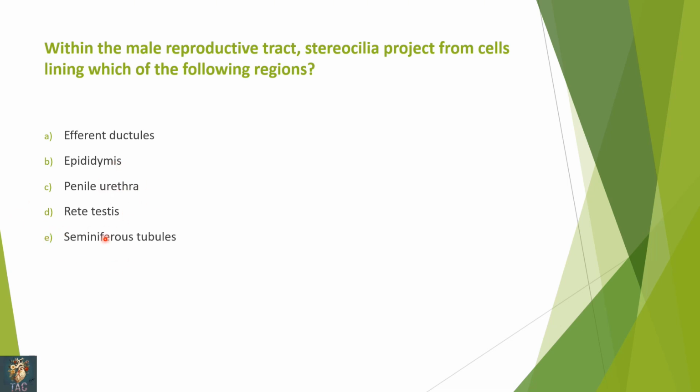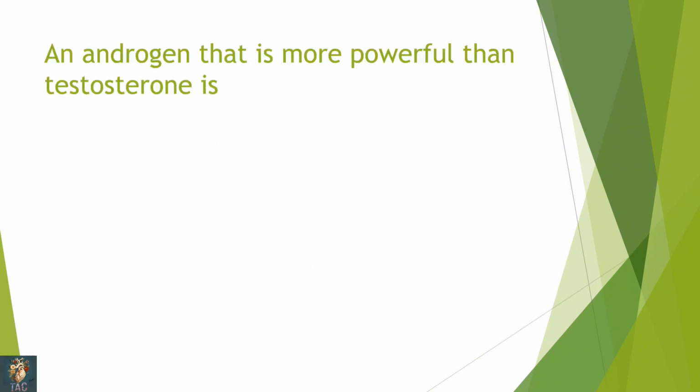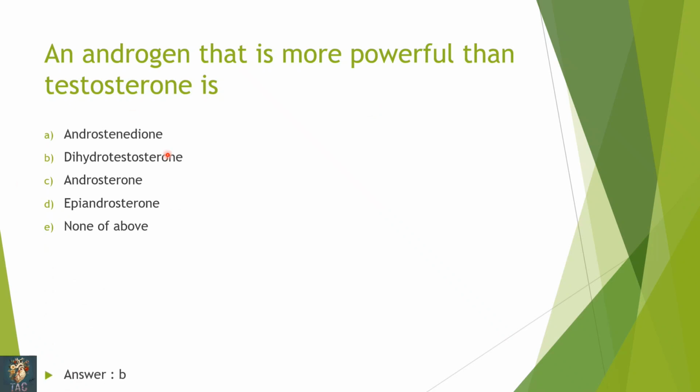Rete testis, there are simple cells, only the Sertoli cells are present. The seminiferous tubules have a specialized stratified type of epithelium without stereocilia. So the correct option over here is the epididymis. An androgen that is more powerful than testosterone, obviously it is dihydrotestosterone, which is the active form of testosterone, and testosterone is converted into dihydrotestosterone, which is more potent.